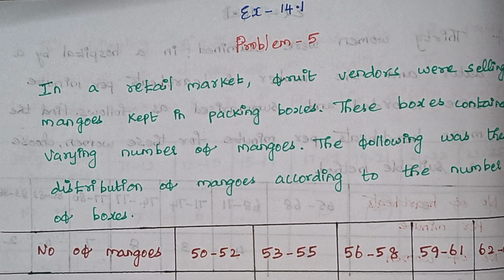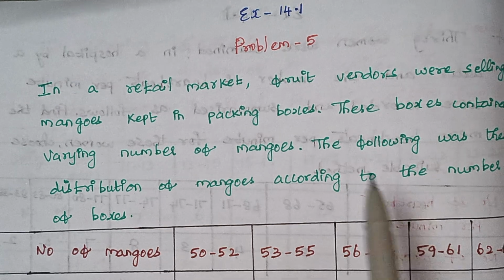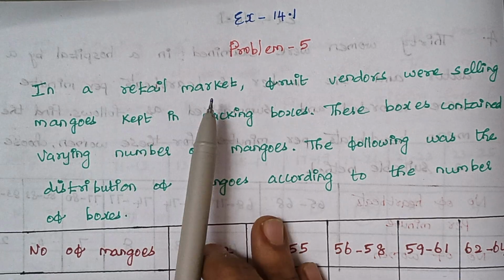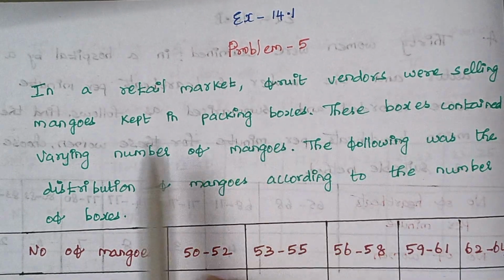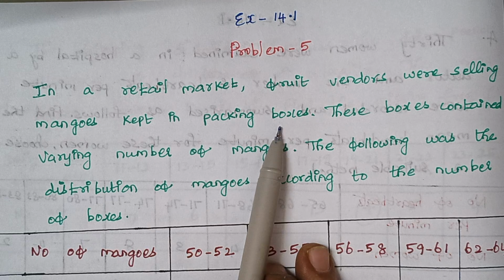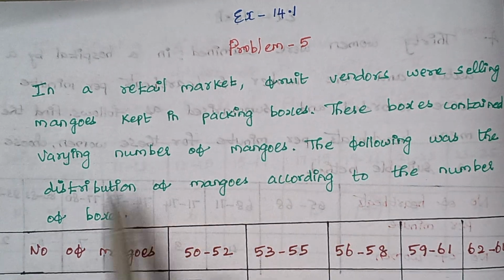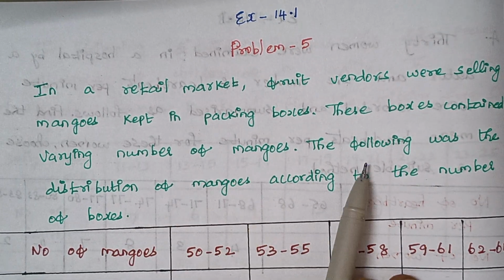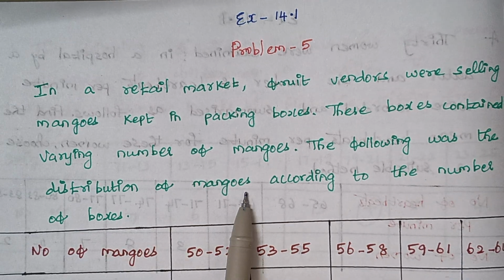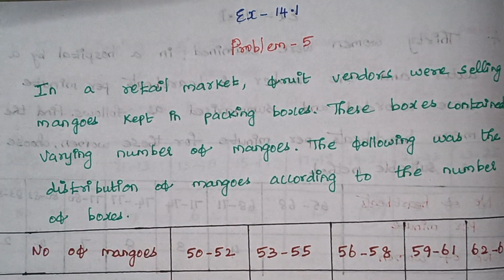Today we are going to solve problems in exercise 14.1. Problem 5. The problem is, in a retail market, fruit vendors were selling mangoes kept in packing boxes. These boxes contained varying number of mangoes. The following was the distribution of mangoes according to the number of boxes.